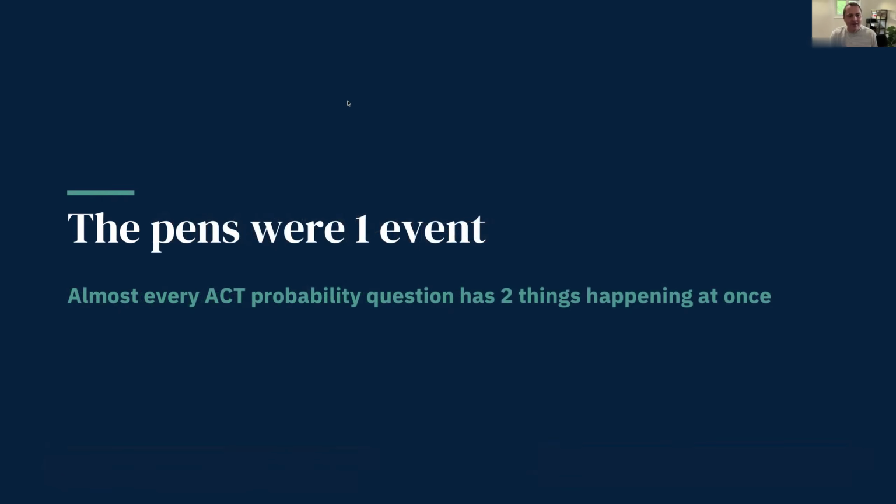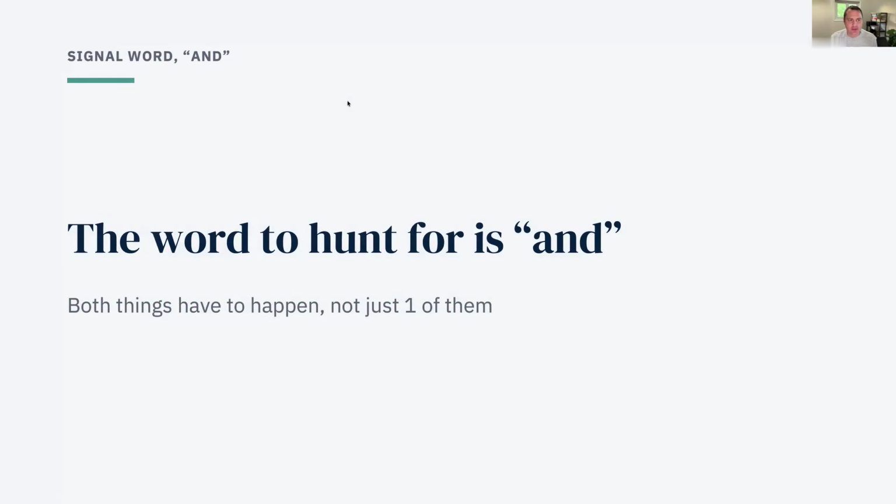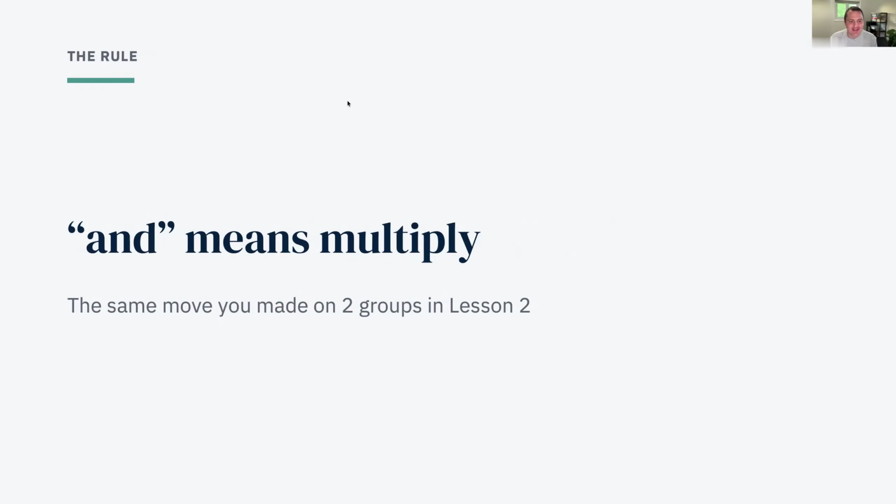Let's jump into the content. We talked about that pens example, and in that case there was only one event, but most times there are 2 things happening at once. And this is where our word hunt comes in, for the word and. If both things have to happen, that's an and situation, and that's where we simply multiply. The first thing we talked about is target or favorable over the total. That's basic probability. Now we can start stringing different events together when we see the word and. And remember, and just multiplies.